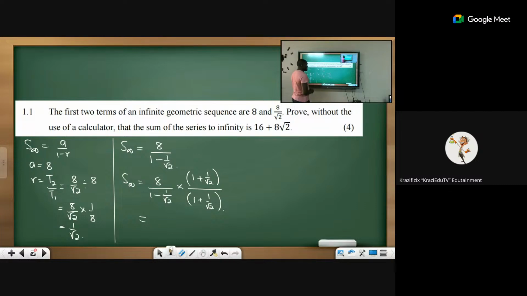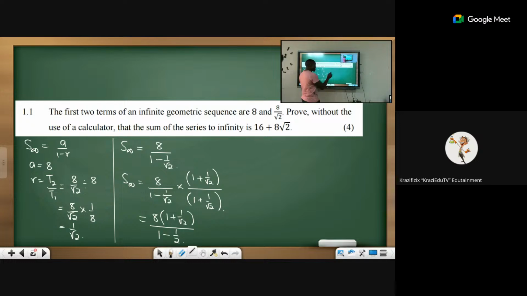All right, let's see. Are we going to get what they want? Okay, we can do it like this. It's fine. Let's work it out. This is 8 over 1 plus 1 over root 2. Now, this is difference of two squares. 1 times 1 will be 1, minus 1 over root 2 times 1 over root 2 will be 1 over 2.